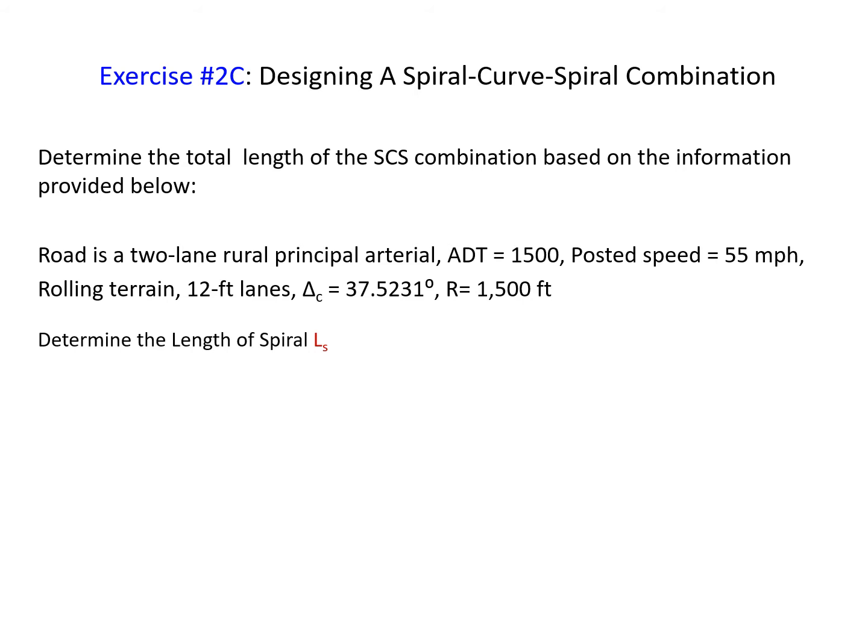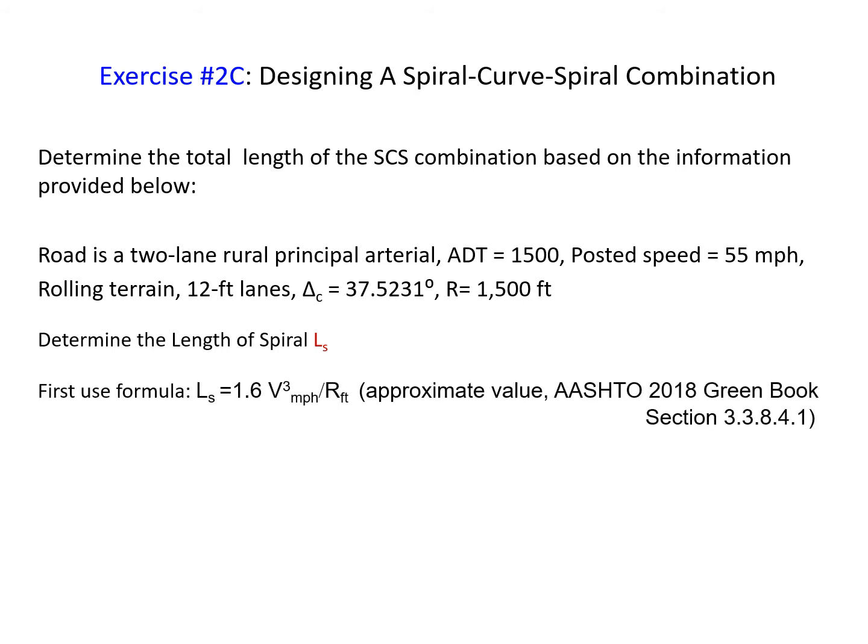First thing we're going to determine is the spiral length. And to do this, there are several different ways. The first way is we're going to use the following equation, which will approximate the length of spiral. And this equation of 1.6 times the design speed cubed over the radius is in the AASHTO 2018 Green Book. If we take that equation and fill in the values, we get the final answer of 177 feet.